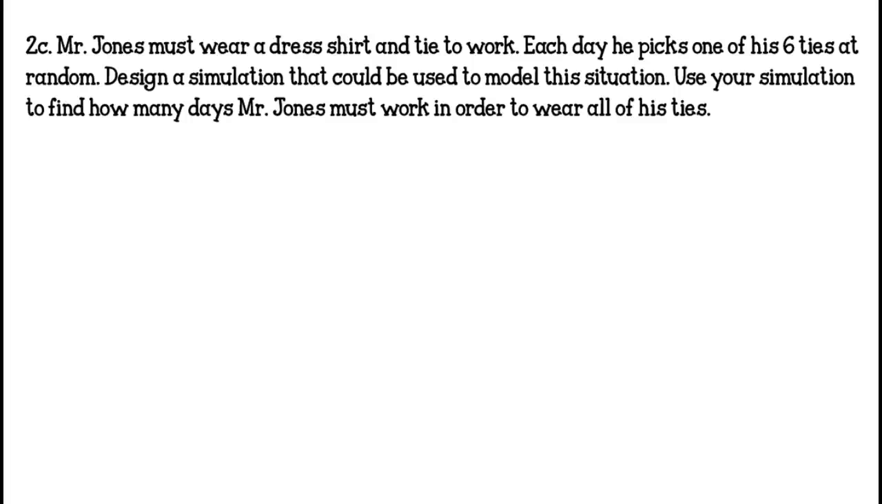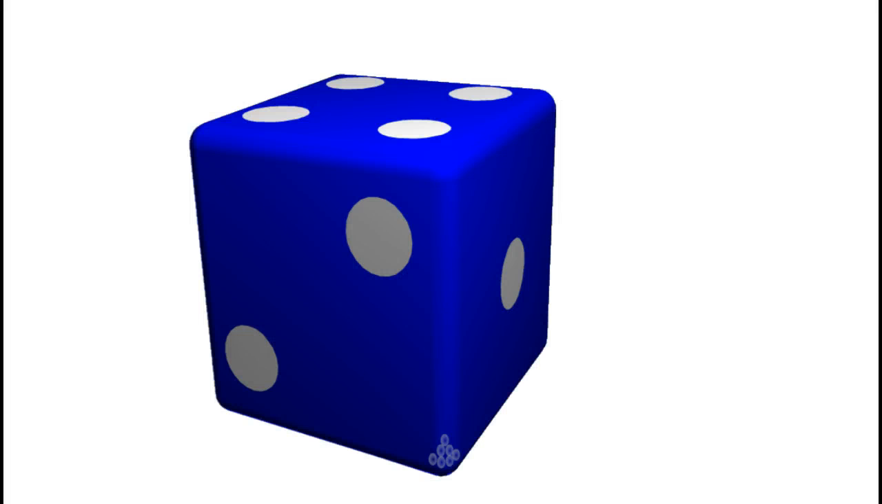Mr. Jones must wear a dress shirt and tie to work. Each day he picks one of his 6 ties at random. Design a simulation that could be used to model this situation. Use your simulation to find how many days Mr. Jones must work in order to wear all of his ties. So again, this is just like the spinner. What happens for one person may not happen for the other. So we're just going to go day 1, day 2, 3. Hopefully he only has to go 6 days, but we'll see.